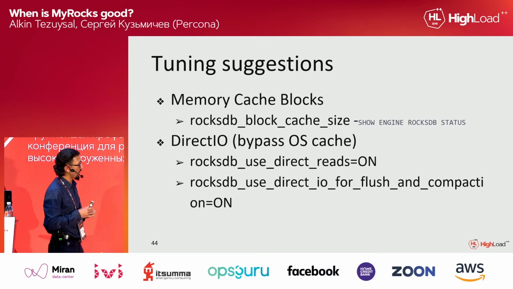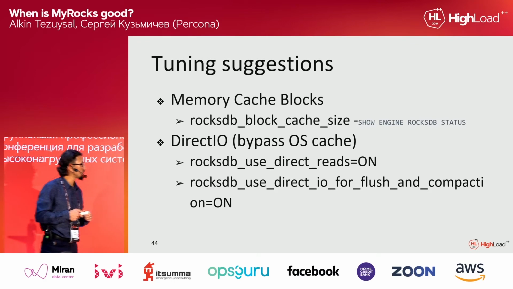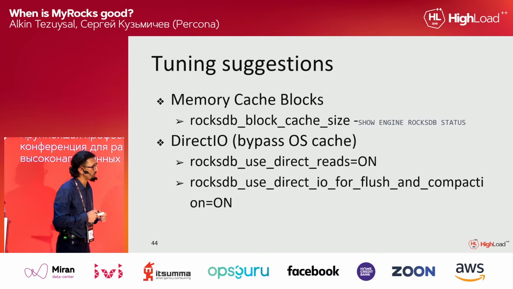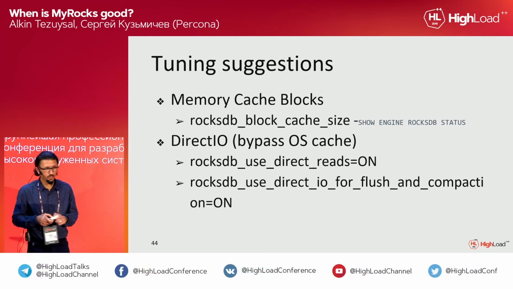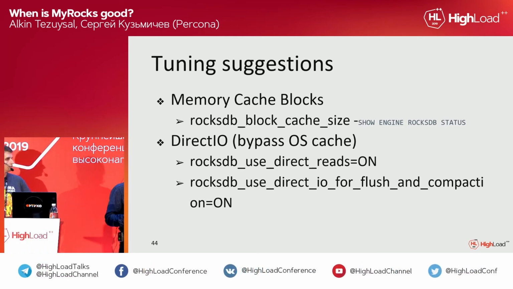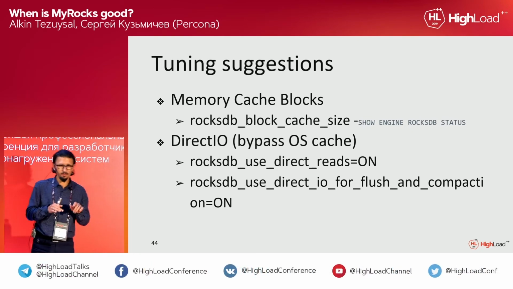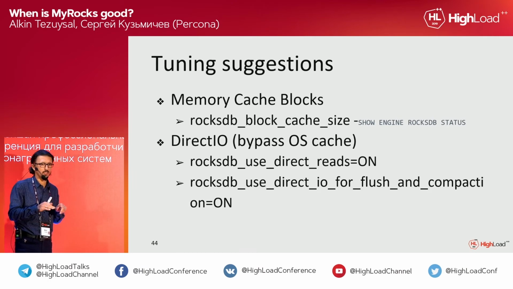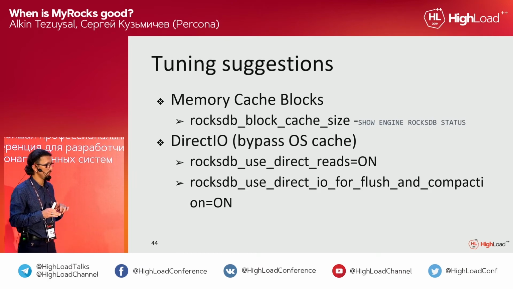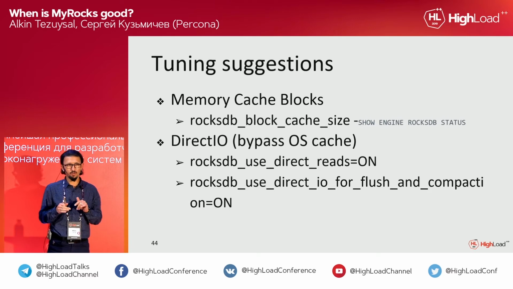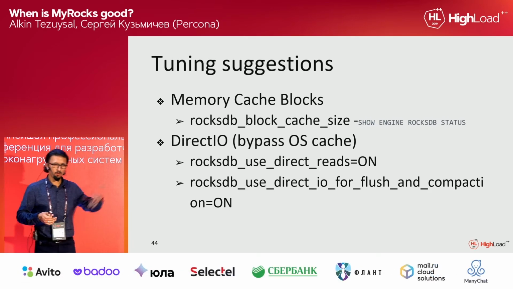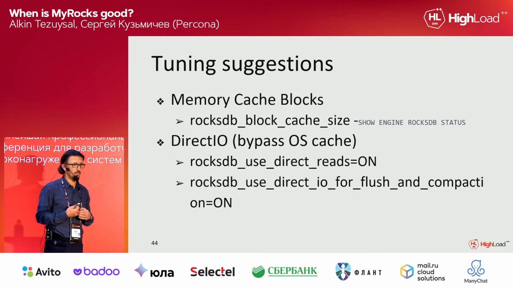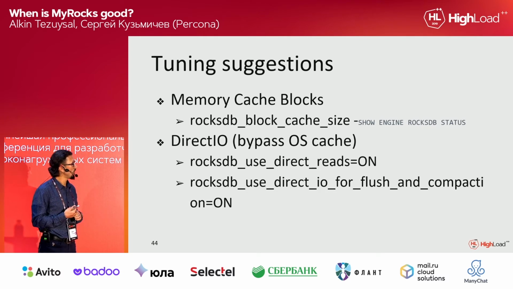So the block cache size is important. I think it's 512 megabytes by default, okay. So let's say we have a Percona server running and I enabled the RocksDB engine. It'll have 512 megabytes of block cache, which is normally very small if we actually think about large data sets to load.